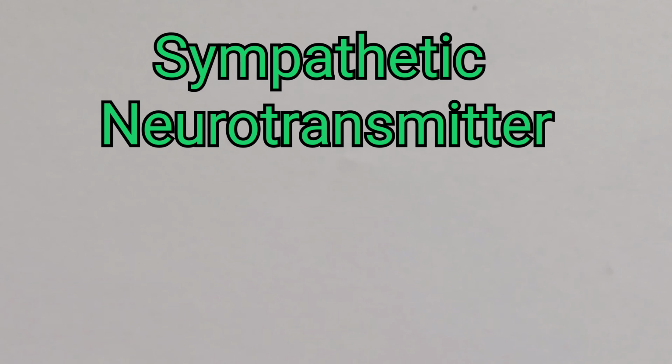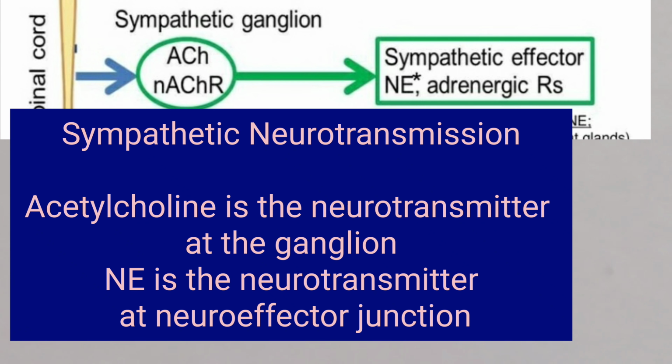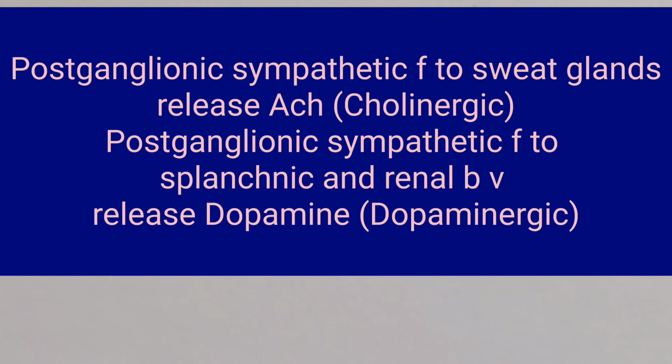Sympathetic neurotransmitter. The neurotransmitter at the sympathetic ganglion is acetylcholine. In general, all postganglionic sympathetic fibers release norepinephrine at the neuroeffector junction, with few exceptions. The exceptions are: 1. The postganglionic sympathetic fibers to the sweat glands are sympathetic in origin but cholinergic in character, because the neurotransmitter released here is acetylcholine. 2. The postganglionic sympathetic neurons to the splanchnic and renal blood vessels release dopamine. So they are sympathetic in origin but dopaminergic in character.